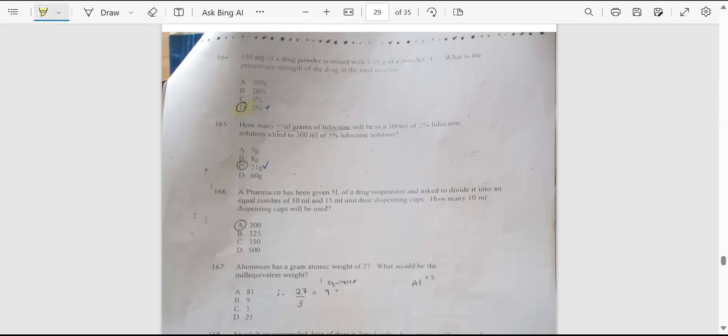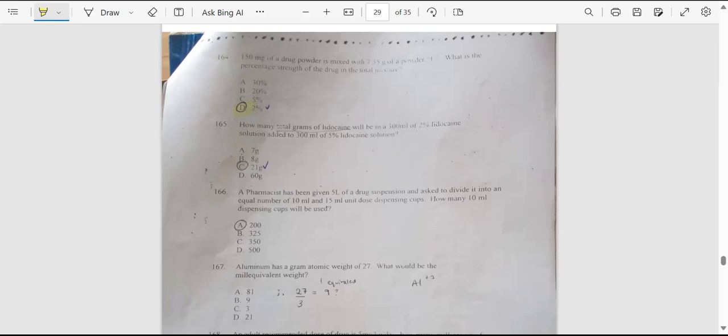I'll go again. This is just simple addition. So you take the two individual solutions and then find the percentages. You find the concentrations of the lidocaine. So if they're saying 2%, it's 2% times 300 ml, where you'll get 6, sorry. And then the second one, 300 ml of 5% solution, you'll get 15. So 15 plus 6, you get 21.